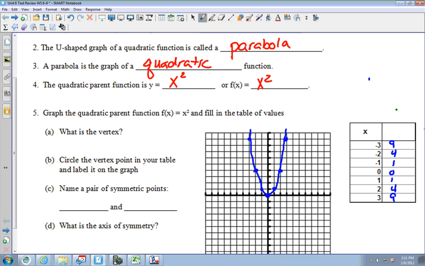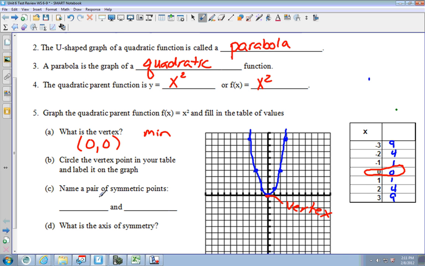Okay, what is the vertex? The vertex is the point where the parabola changes direction. It's right here at 0, 0. It's also here in the table. That vertex is also going to be a minimum point because it's at the bottom. It says circle the vertex in your table, which I did, and label it on the graph. So here it is, vertex.